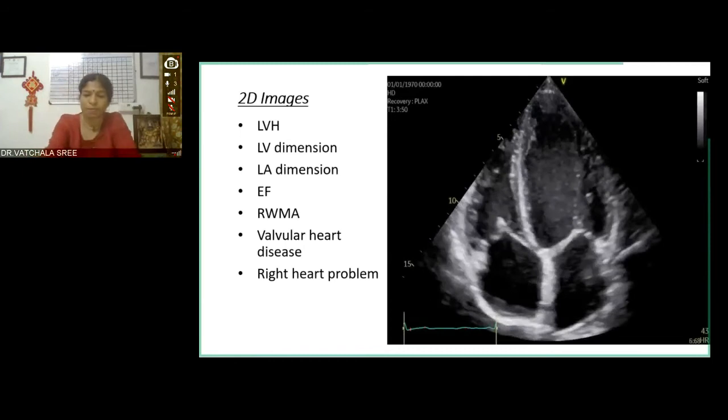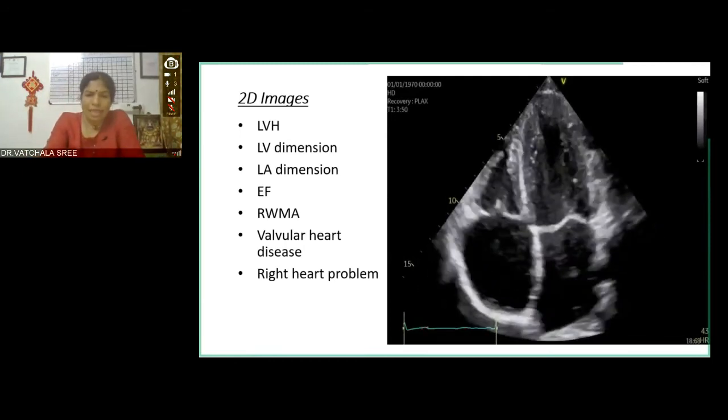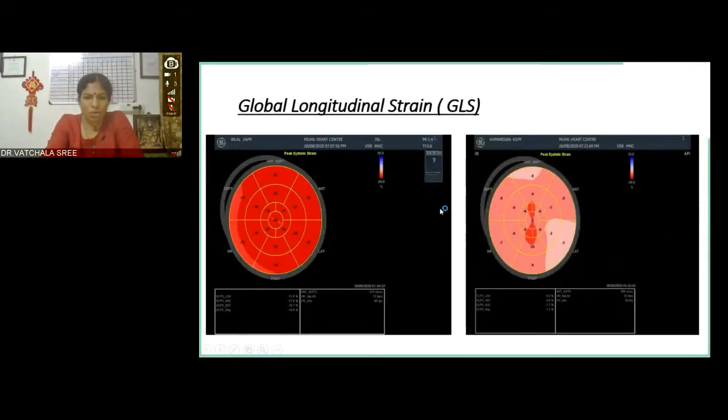It will help you choose your algorithm. The second thing is, if you have the advantage of doing a strain, please do a strain, because we all know that the earliest finding in diastolic dysfunction is an abnormal strain. When you start doing this strain, it really gives you confidence in reporting. If you have a normal strain and you're not sure about your numbers, we will see them later.